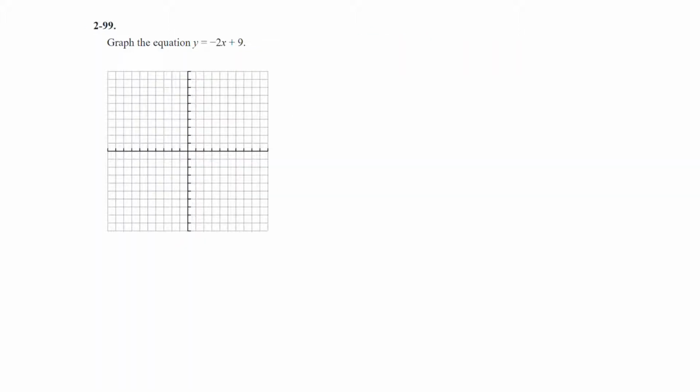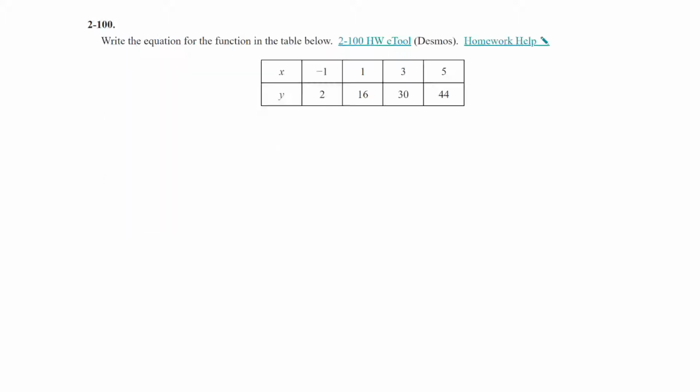Question number 99. Graph the equation negative 2x plus 9, so we need 2 pieces of information: the slope and the y-intercept. On this one, because it's in slope-intercept form, it'll work out nice. 0, 9, down 2, to the right 1, so you're just creating those slope triangles as you go along here. And you don't have to plot a bunch of points, but you get a couple in there and use a straight edge to draw your line.